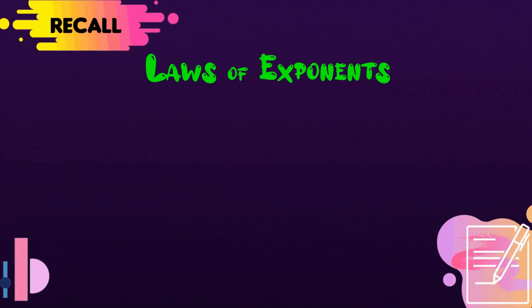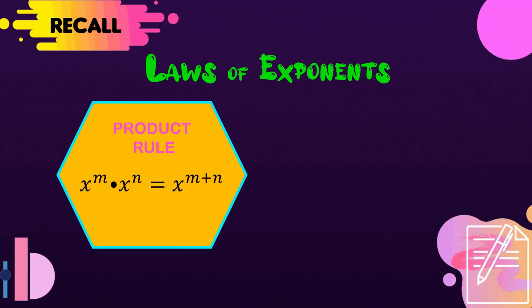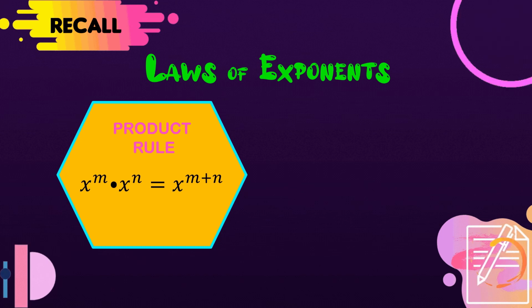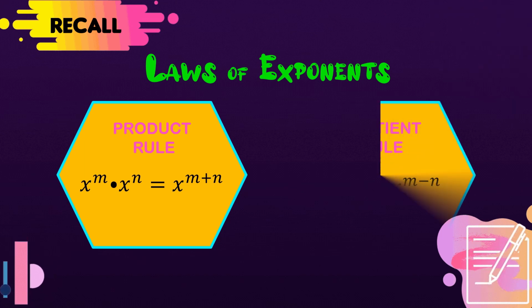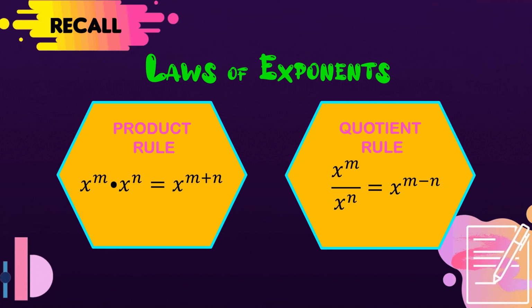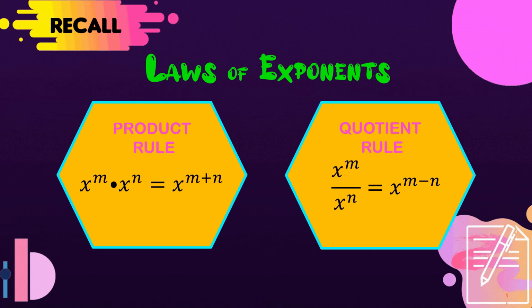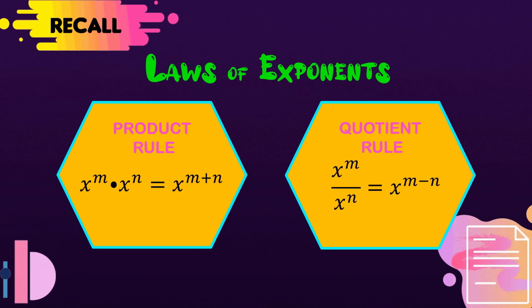In this lesson, we need to recall the laws of exponents. First, we have the product rule. Given x raised to m times x raised to n, we copy the same base x, then add the exponents, m plus n. For the quotient rule, given x raised to m divided by x raised to n, we copy the base x, then subtract the exponents, m minus n.